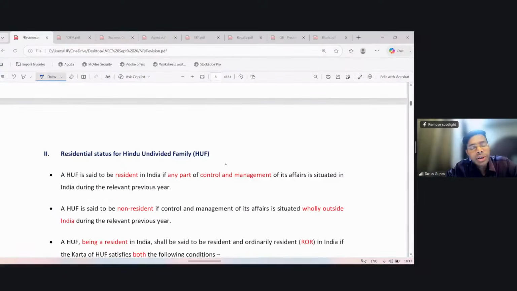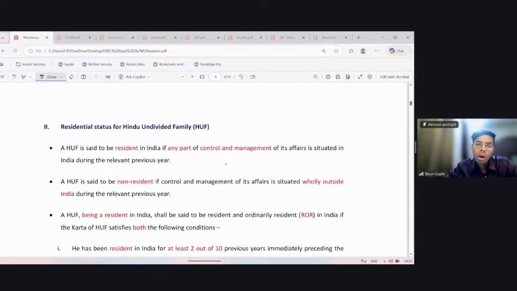This was all about the residential status of an individual. Now we are moving to the residential status of HUF. So HUF is said to be resident in India if any part of its control and management of its affairs is situated in India during the previous year. So if even a small part of its control and management is situated in India during the previous year, the HUF shall be said to be resident in India.